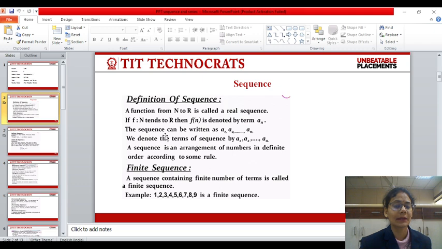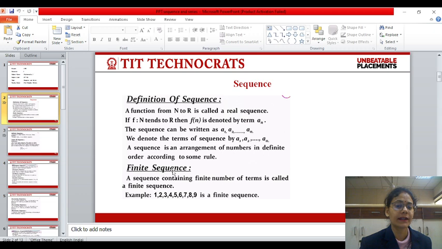The sequence can be written as a1, which means the first term, a2 the second term, and so on up to an, the nth term. We denote the terms of a sequence by a1, a2, an. A sequence is an arrangement of numbers in definite order according to some rule.